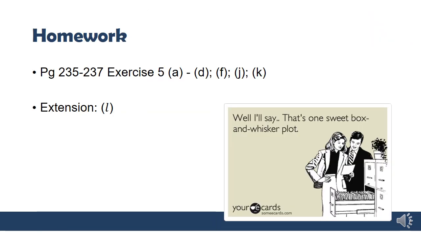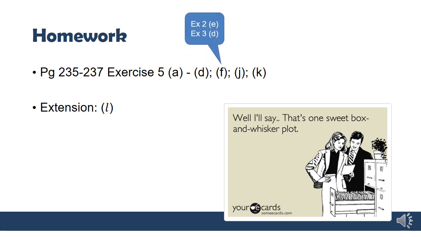For homework, you have page 235 to 237, exercise 5, A, B, C, and D, F, and J. In all of those, you draw box and whisker plots. And I've given you quite a lot of practice at this because in an exam, there are a lot of easy marks to gain here, but if you don't know how to do it, you could lose easy marks. You don't want that to happen. So practice well on these ones.